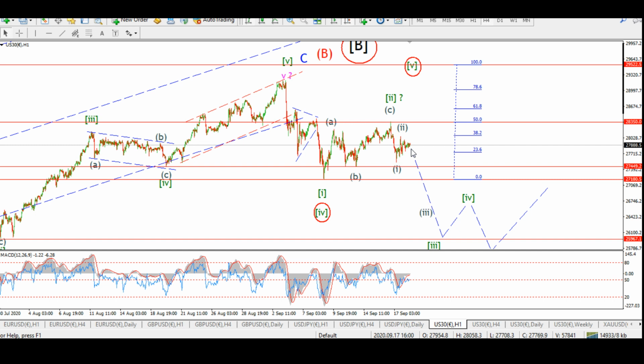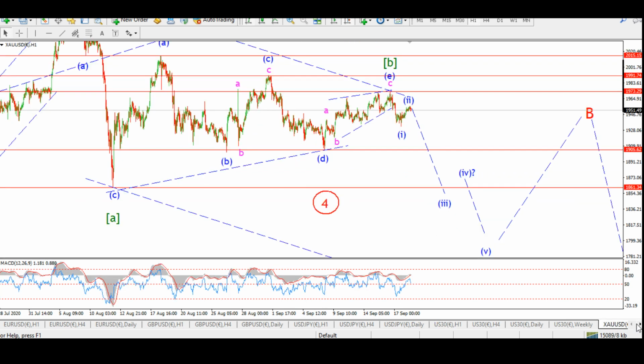We'll have to see how today's trade goes. But if we fall again today and we drop below this B wave low here at 27,450, then that would increase the odds exponentially that we're going down into the third wave.